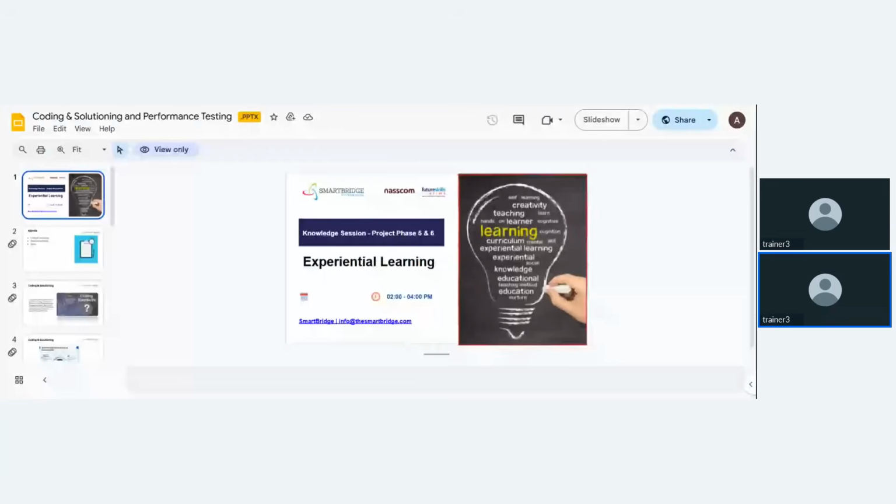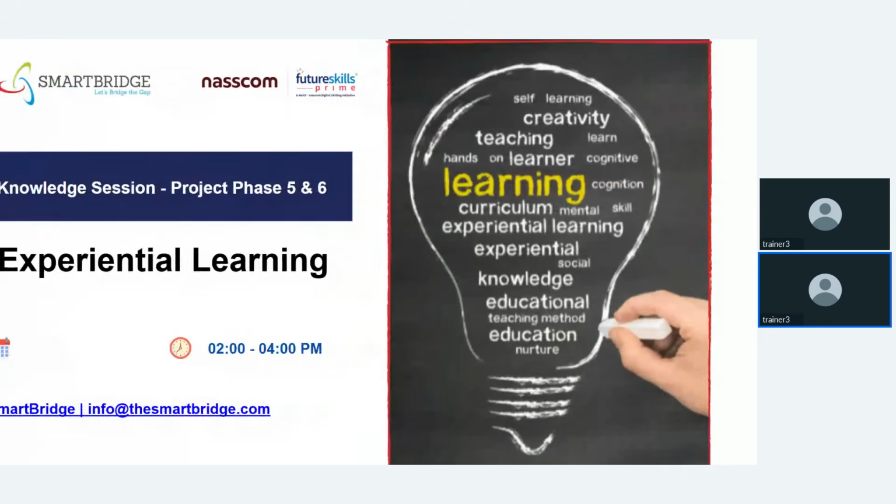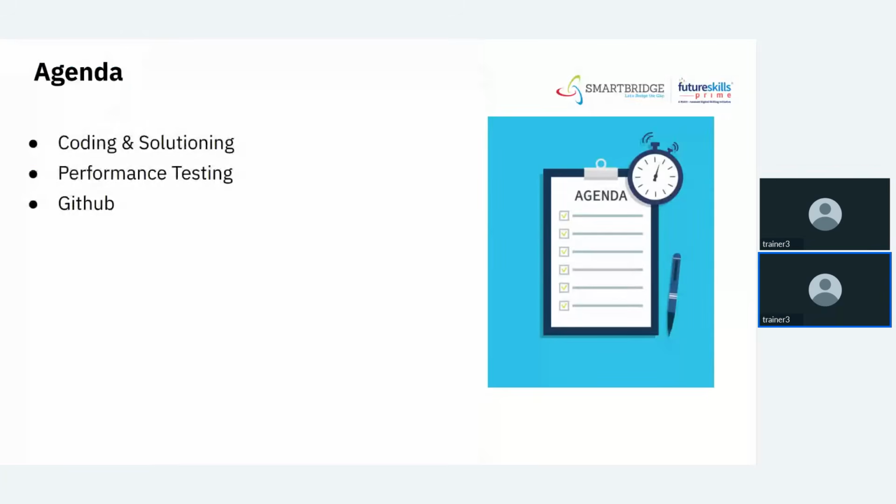So this is the last phase, where you get to know about the fifth and sixth phases. In this, you are going to learn about coding and how it will help you to do tasks. So in this coding part, I'll discuss coding and solutions, performance and testing, and how to push things to GitHub.